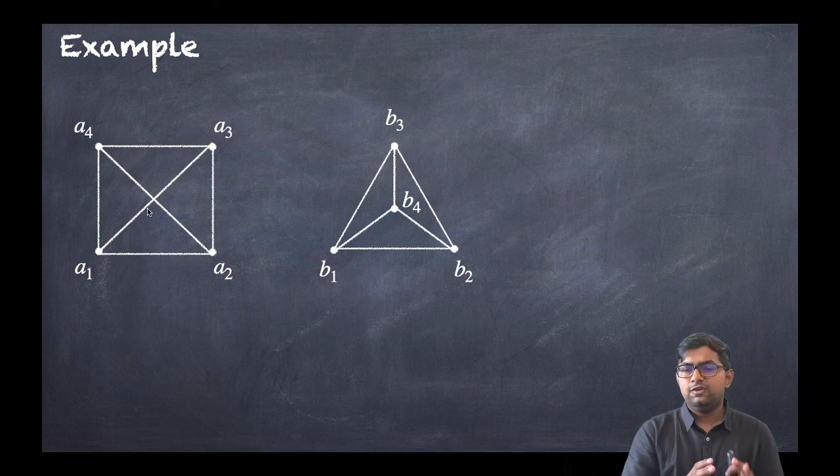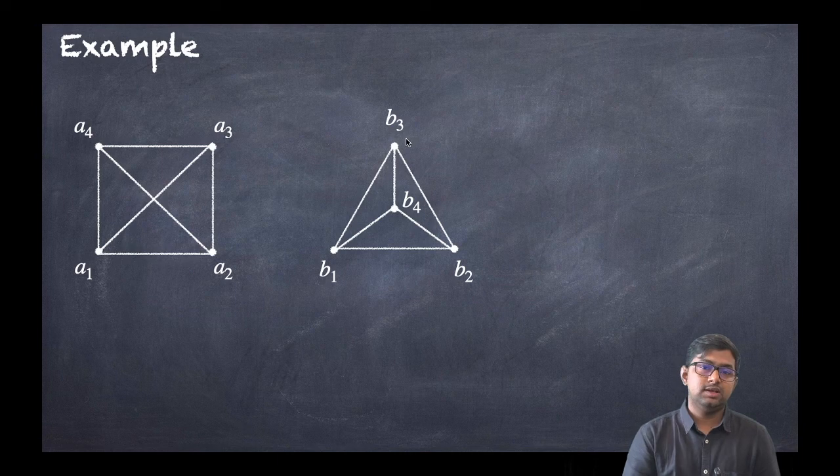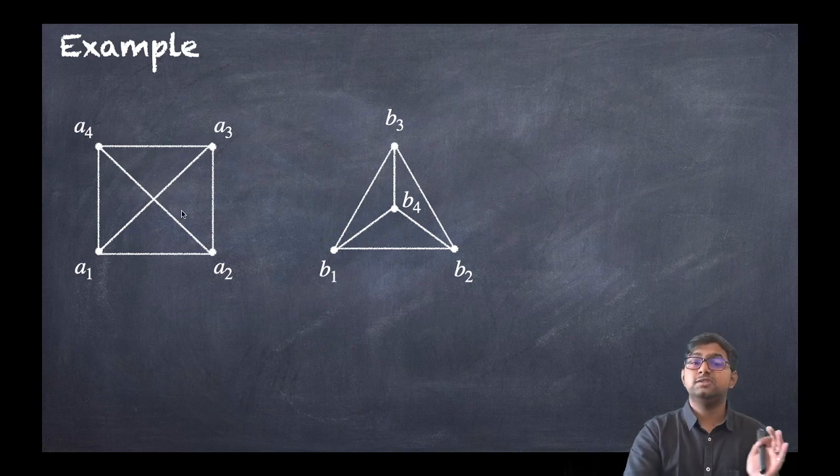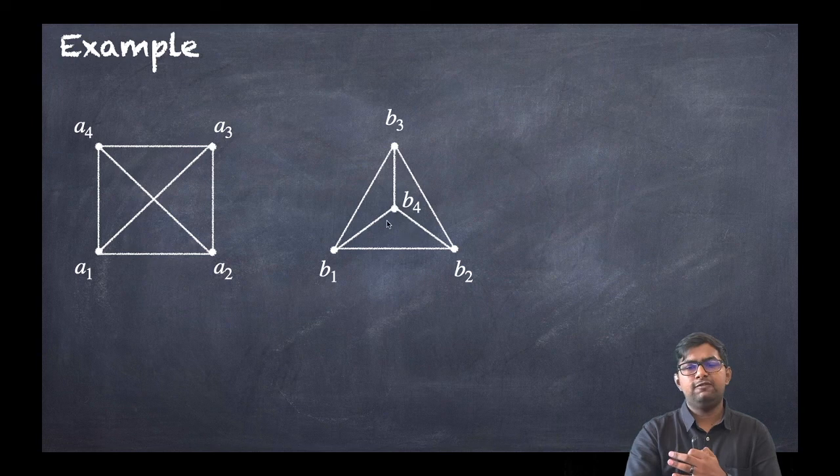How? First check how many vertices there are. In the first graph we have a total of 4 vertices. In the second graph, a total of 4 vertices as well. So the number of vertices is the same. Now calculate the number of edges. In the first graph we have 6 edges, and in the same manner the second graph has 6 edges. So these two conditions hold.